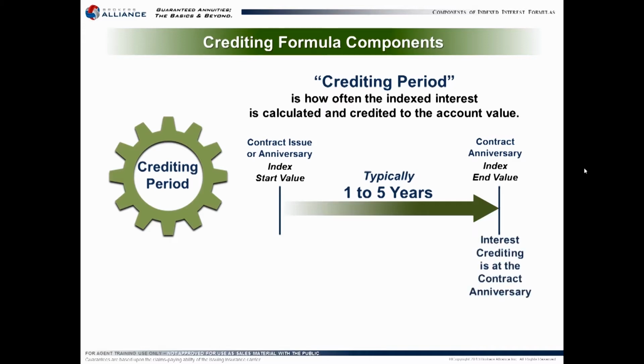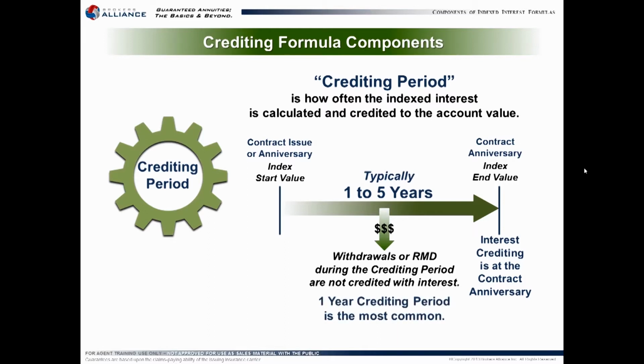Now, one of the reasons this matters is because interest crediting in an indexed annuity, for example, or an indexed life product, only occurs at the end of the crediting period, again, some contract anniversary. So therefore, any withdrawals or required minimum distributions that are taken from the product in the middle during that crediting period are not going to get credited with interest at the end. So for this reason, 1 year crediting is the most commonly used.